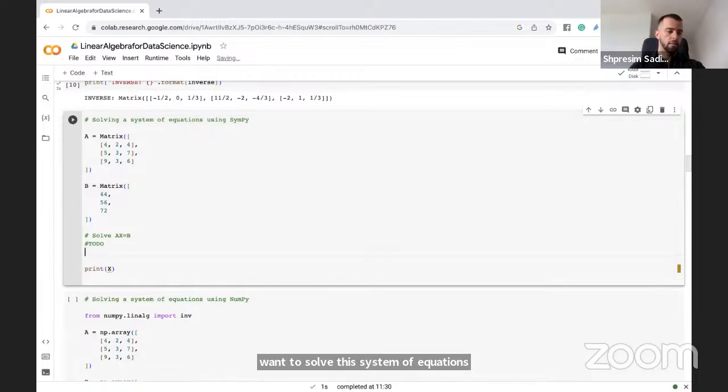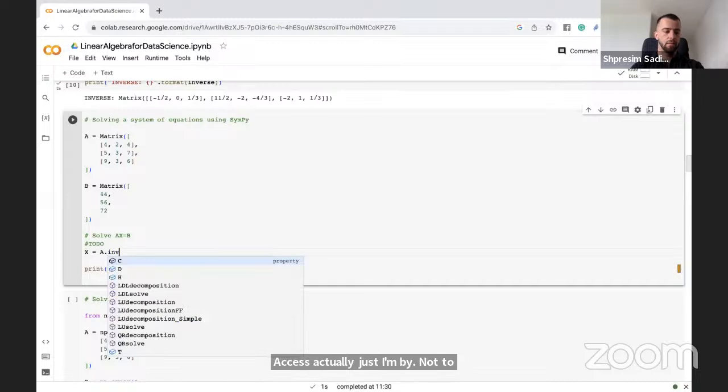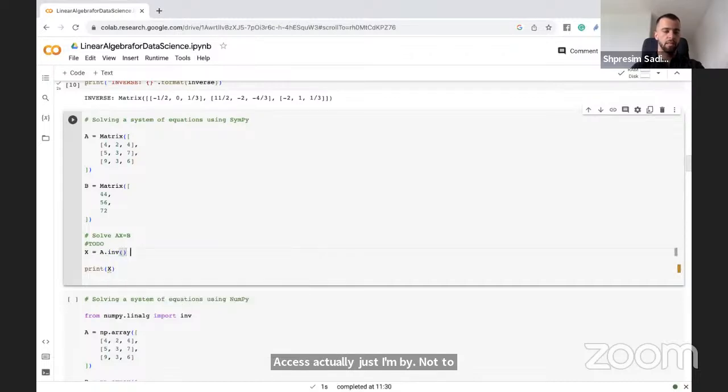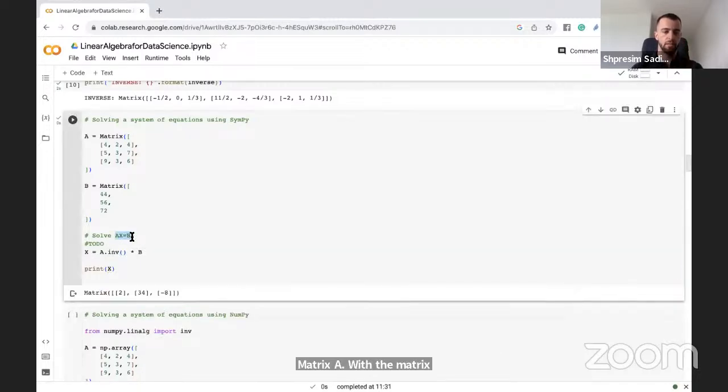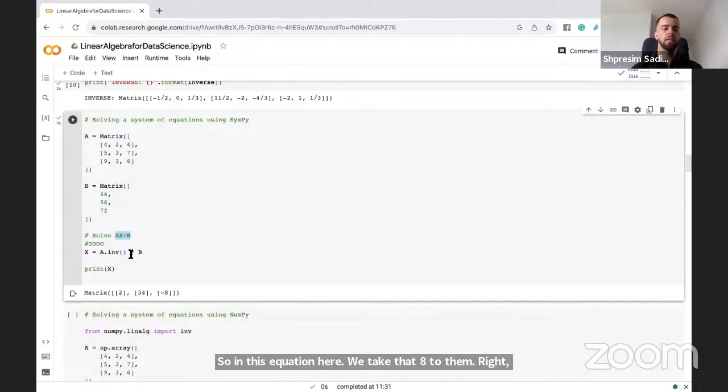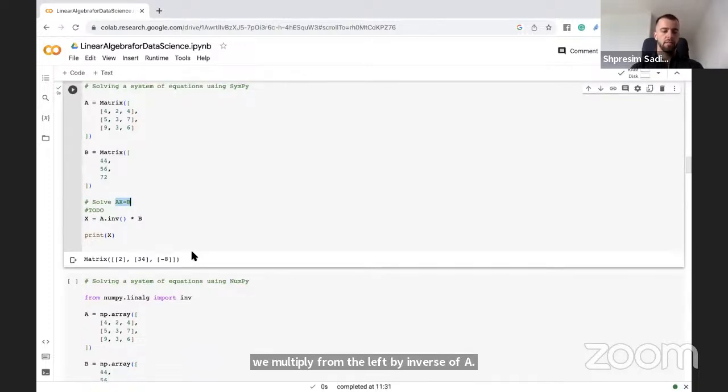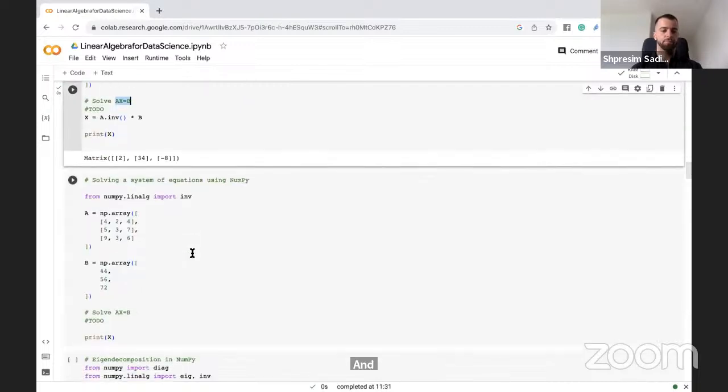And for that, X is actually just computed by multiplying the inverse of matrix A with the matrix B. So in this equation here, we take the A to the right, we multiply from the left by the inverse of A, and multiply it with B. So this just gives us the inverse.